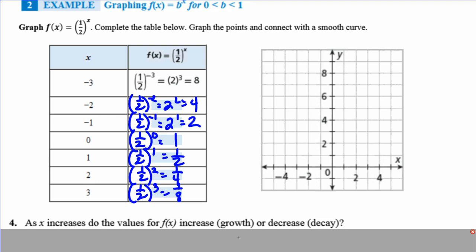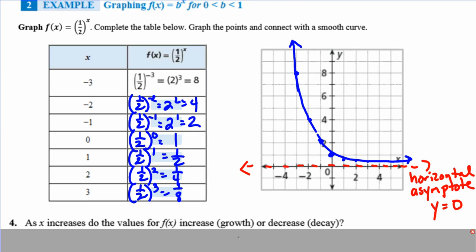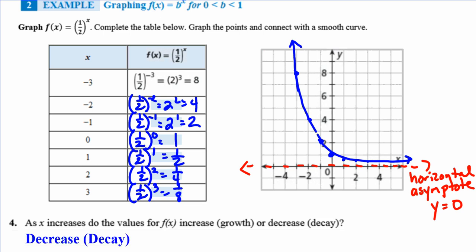If we plot those points again and connect them with a smooth curve, what results? Again, we can see that we have our continuous function. It looks like it's approaching 0 but not touching. So we would say as x increases, y decreases. This is a decreasing function, a decay function.